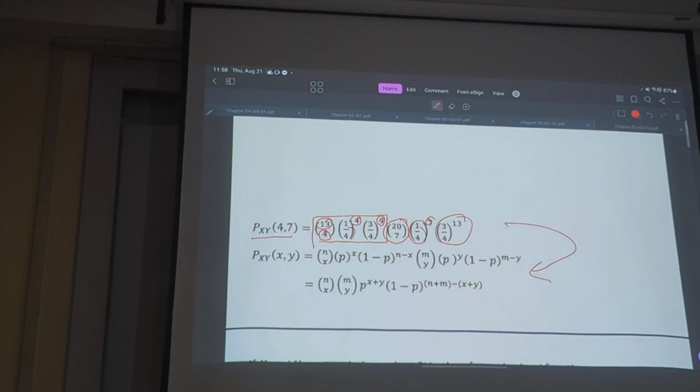n choose x, n choose y, p to the power x, 1 minus p to the power n minus x, p to the power y, 1 minus p to the power n minus y. This can be combined together. Right? Yes or no?